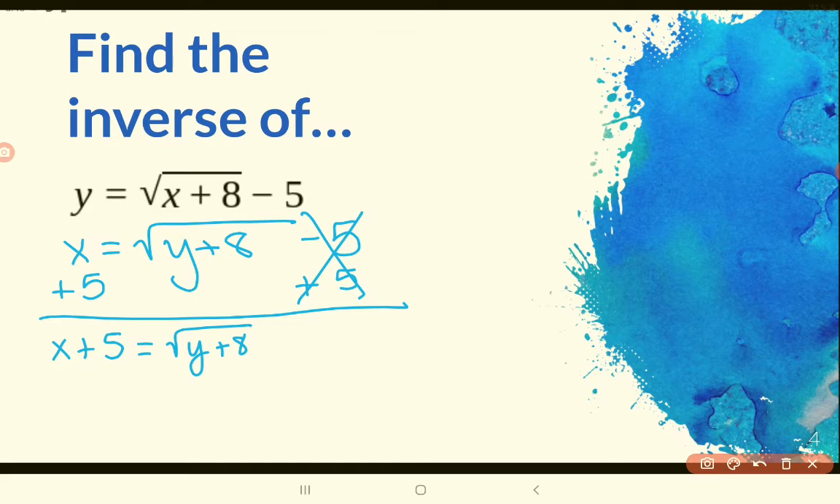Okay? So y is still not by itself. Right now, y is inside of a square root. So how do I cancel out a square root? Well, by squaring it.